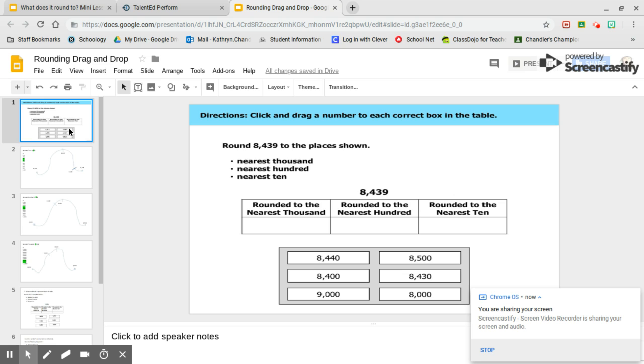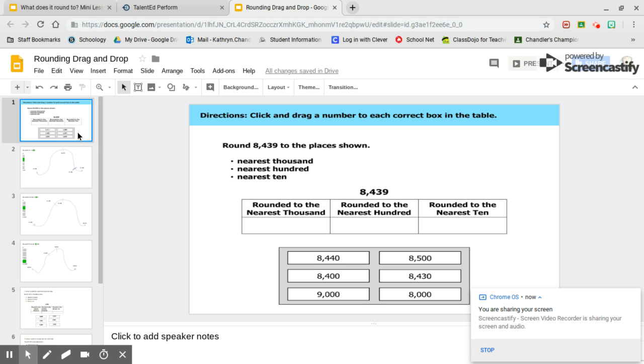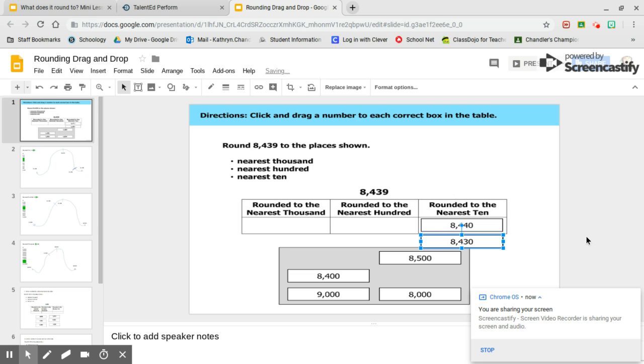When you go back up to your answers, you see both the options, 430 and 440, just like we had 430, 440. But the thing is, you're not going to use both of those answers because not both of them are correct. Only 8,440 was correct. That's what it rounded to in the nearest 10. That's the only one I'm going to drag there. A lot of times in the past, I've seen students try to drag both of them on there, and that just doesn't make sense. Because it can't be closest to 30 and 40 at the same time. It's only closest to the 40. So I'm only dragging up 8,440, leaving this down here because that's not the correct answer.